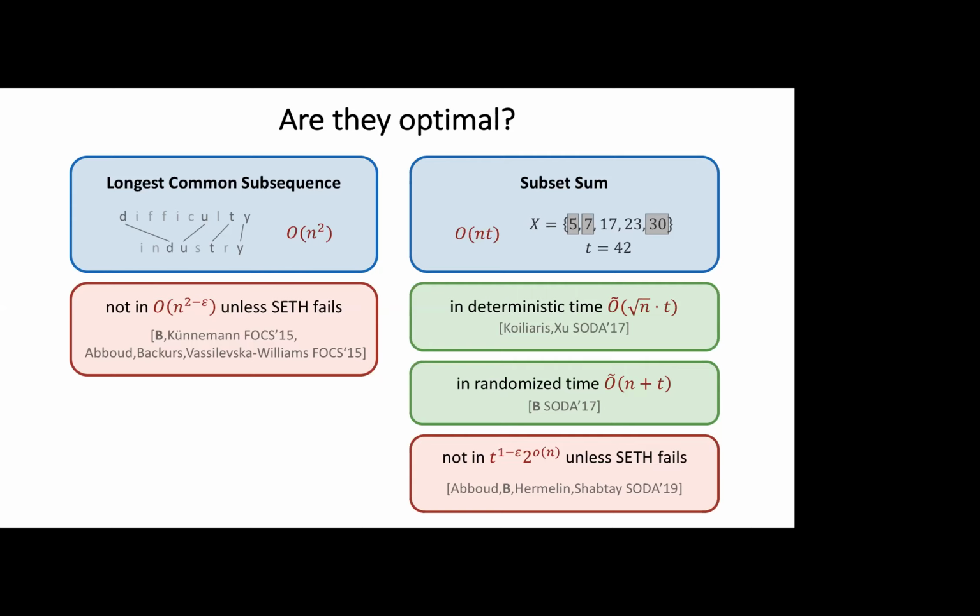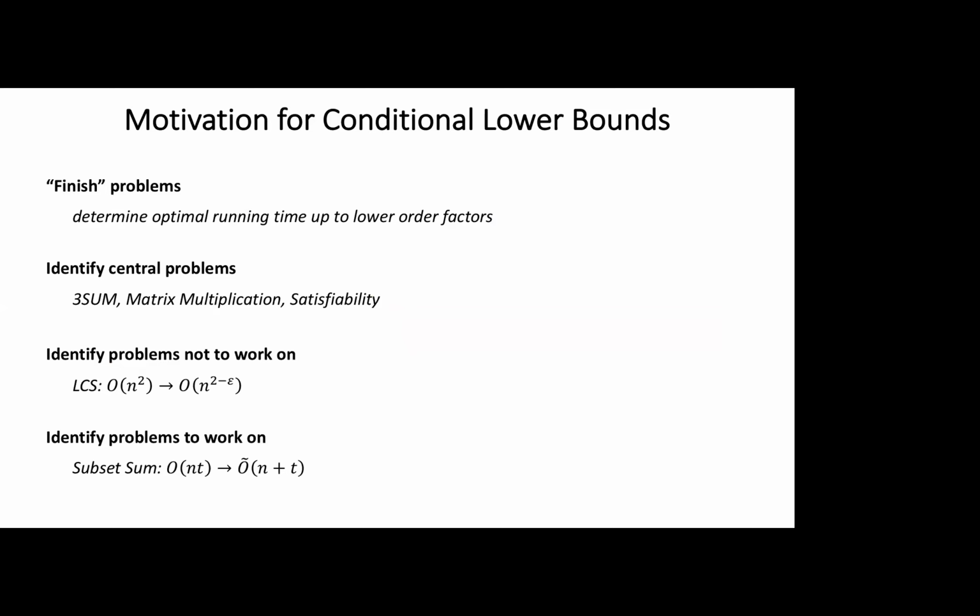For longest common subsequence, on the other hand, if you would get a faster algorithm, then it would have immediate further consequences, namely a breakthrough for the satisfiability problem. So there is a big difference between a problem with a conditional lower bound and improving the running time, and a problem without a conditional lower bound and improving the running time. So there is a lot of motivation to study and prove these conditional lower bounds.